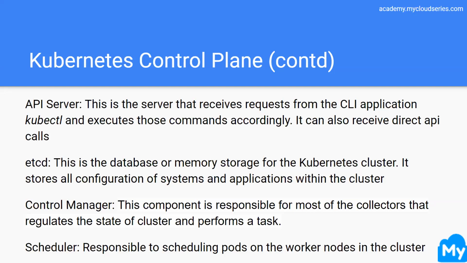The other component of the Kubernetes cluster is known as the control manager. This is the component that's responsible for most of the controllers that regulate the state of the cluster and perform tasks. You have the API server that receives requests. Now, when the API server receives requests, what actually performs the operation, that is the instruction given to the API server, is the control manager. So if it needs to terminate a container, if it needs to terminate a pod, any operation that needs to be done is done within the control manager. So it's more or less the brain box of the Kubernetes cluster.